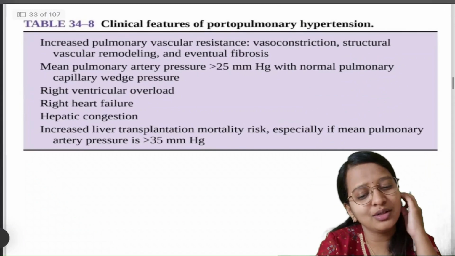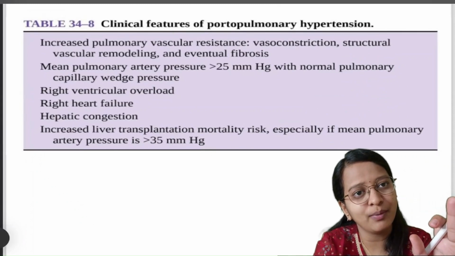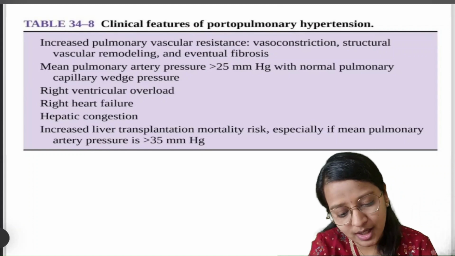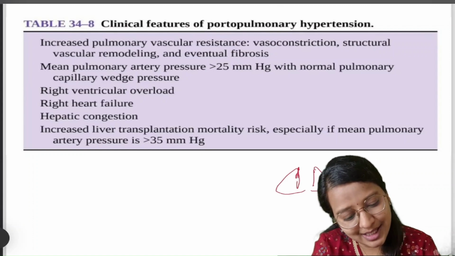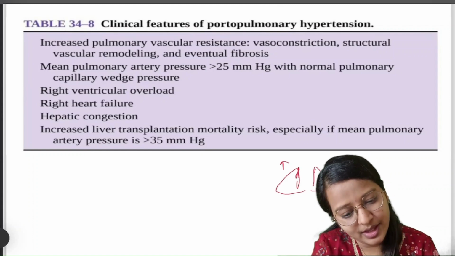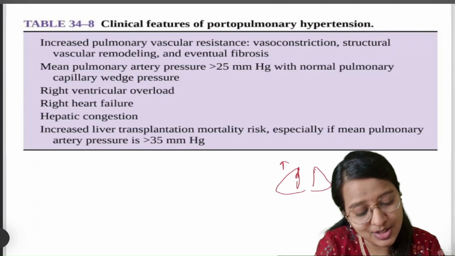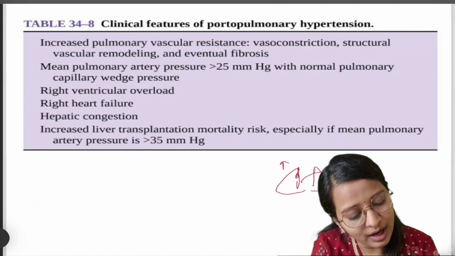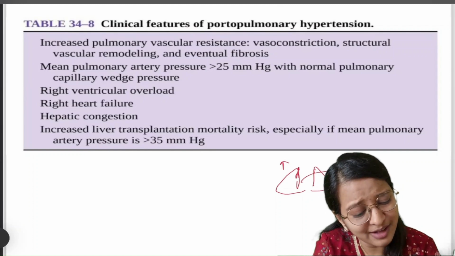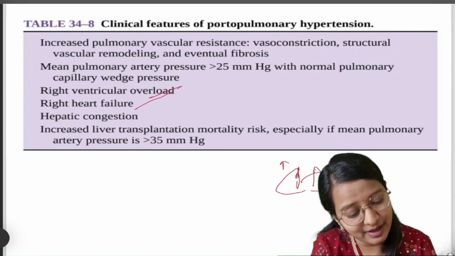So finally, what are the clinical features of portopulmonary hypertension? First, in the lungs there is increased vascular resistance. So there is vasoconstriction and your mean pulmonary arterial pressure increases. This causes a load on your heart, so right ventricular overload and right heart failure happen.